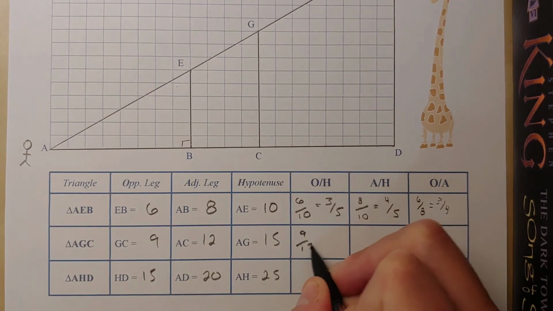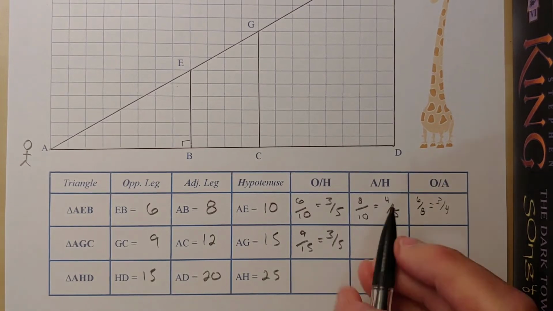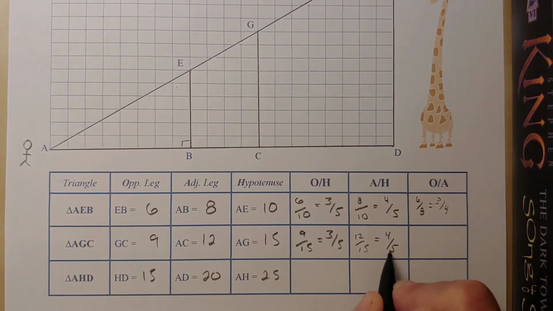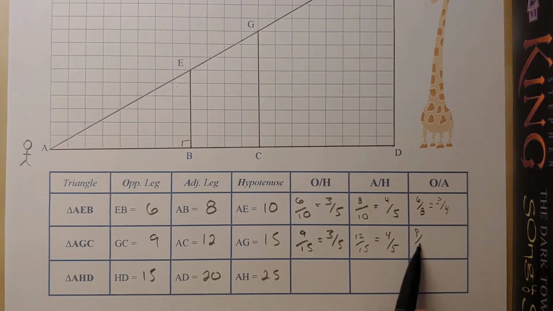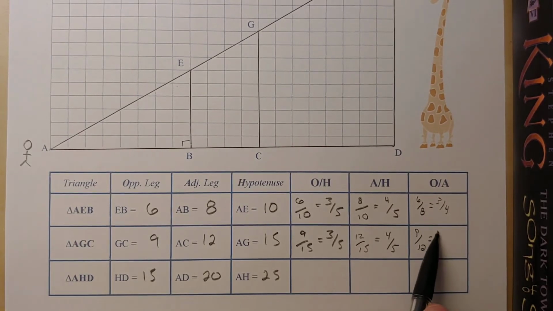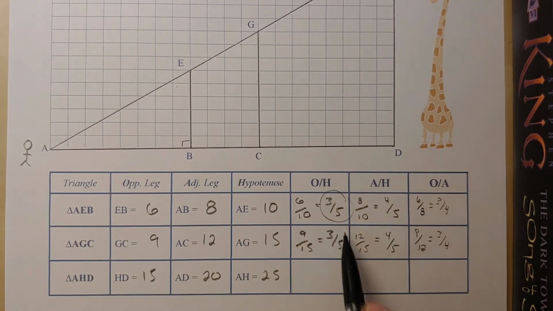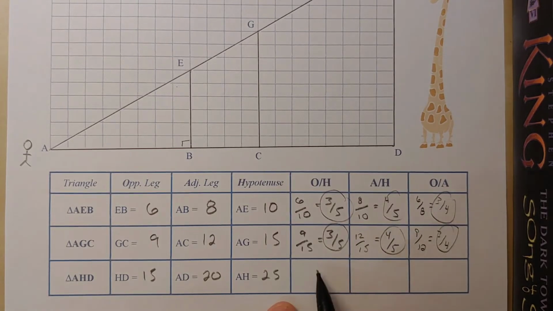Here we'd have 9 over 15, which is equal to 3/5. And here we'd have 12 over 15, which is equal to 4/5. And here we would have 9 over 12, which is equal to 3/4. Notice that we are getting the same answers. 3/4, 3/4. And if you find these ratios here, you should have ended up with the same thing again.